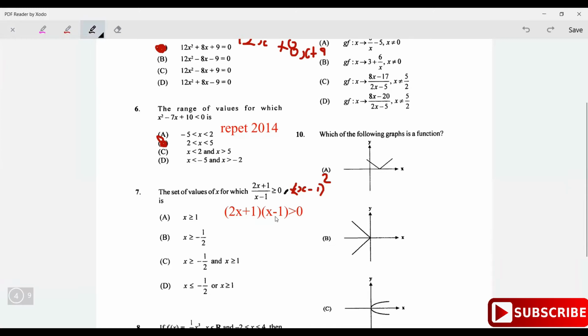And so that means x is going to be less than or equal to negative a half, or x is greater than 1. On this side, x is greater than 1. Nice and easy. That is option D. If you were to sketch a graph, it looks something like this.